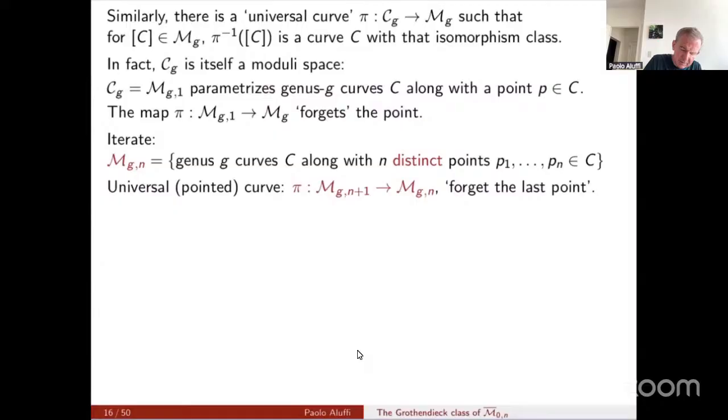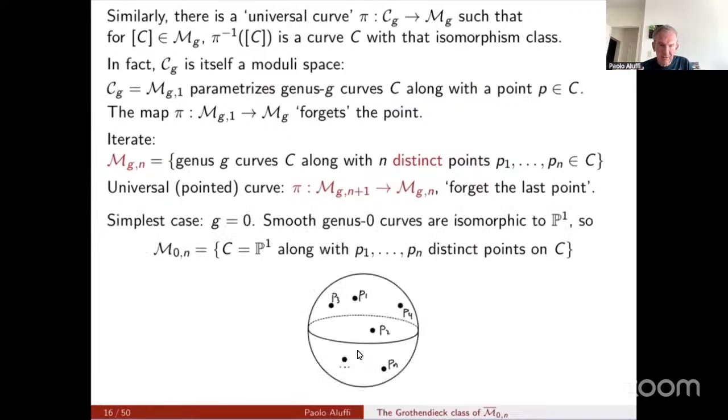You can create a modular space MGN, which parameterizes genus G curves, along with a choice of n distinct points. Let me point out that these are supposed to be distinct and that they are ordered. Now, you can make different choices and get different spaces, but that's the convention. The universal curve over this is just adding a point. And the map from the universal curve to MGN forgets the last point. This is for all genera, but I only care about genus 0.